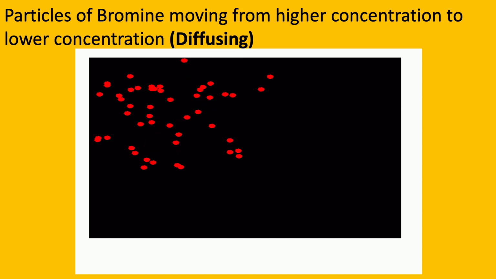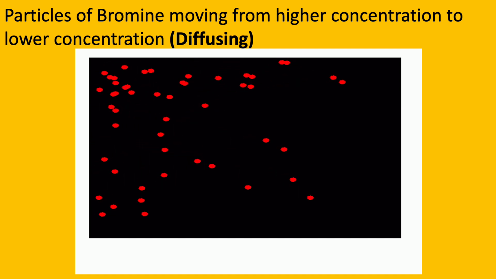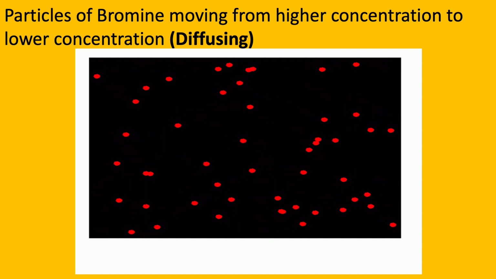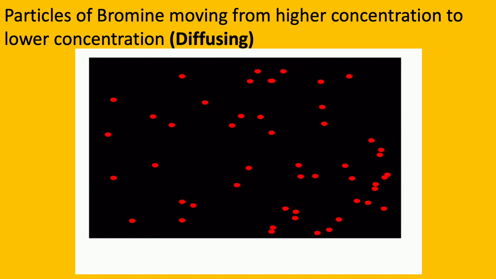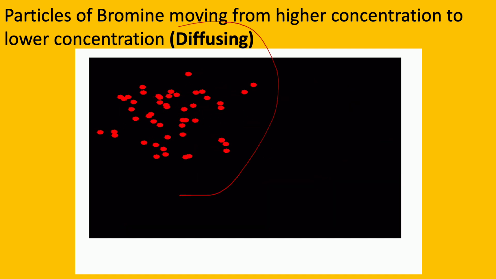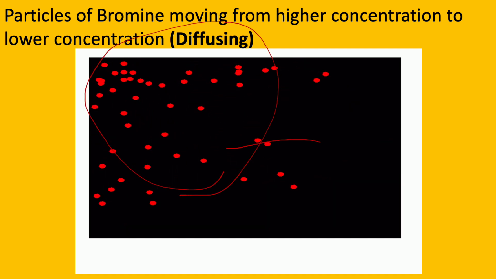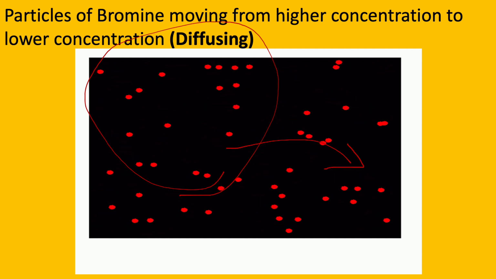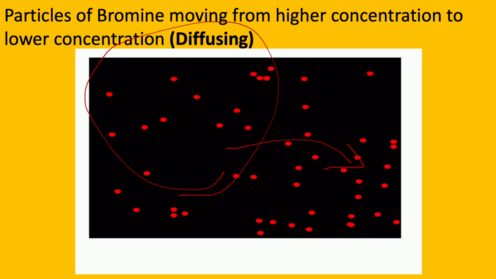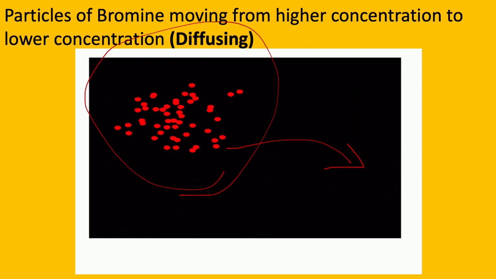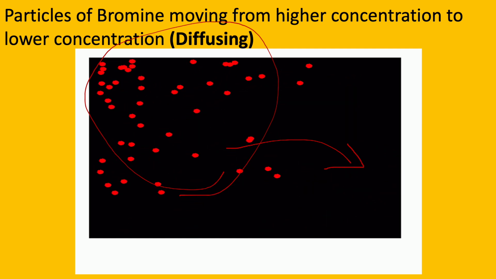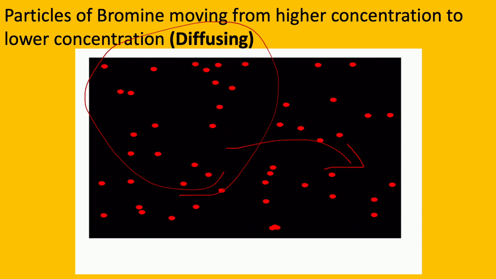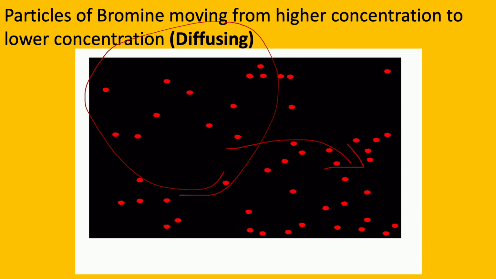This is a quick animation showing you the diffusion of the particles from higher concentration to lower concentration. What do you see here, children? The particles are getting scattered here and there from higher concentration to lower concentration. So particles of bromine are moving from higher concentration to lower concentration. I will say that in one word: particles of bromine are diffusing. So diffusing means, again, particles of bromine are moving from higher concentration to lower concentration.